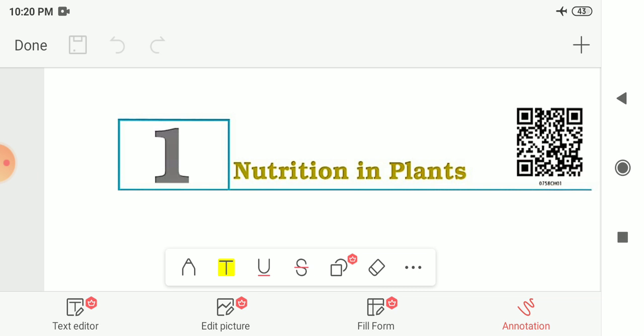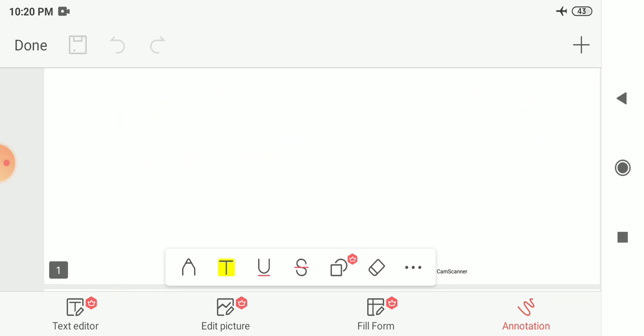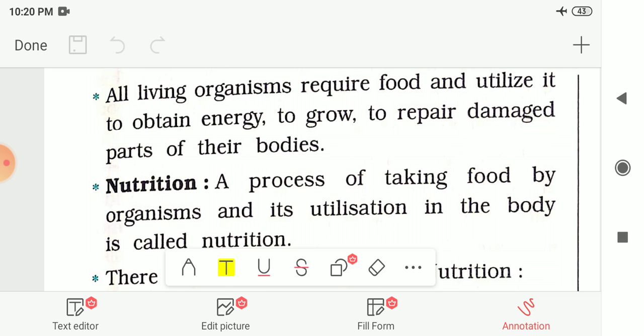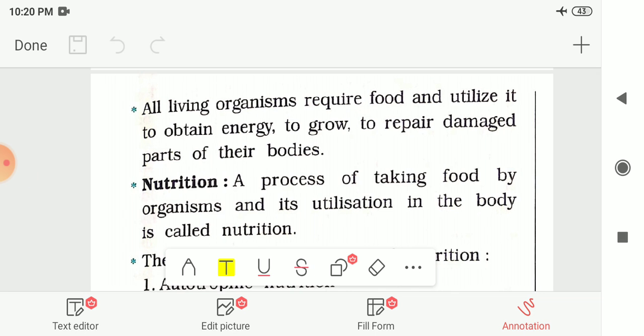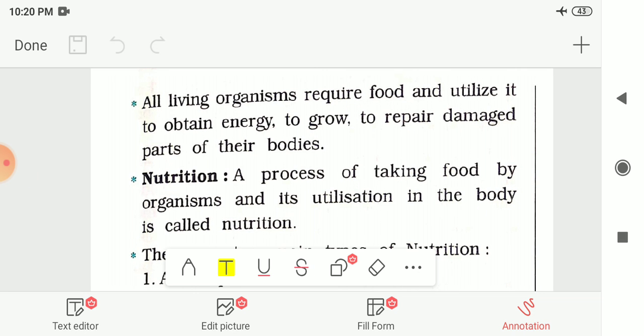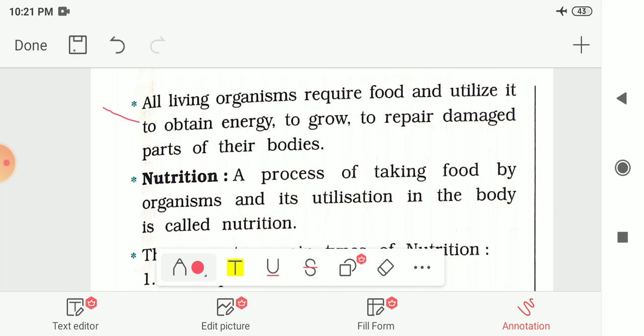The chapter number 1 is nutrition in plants. So in this chapter we had seen that all living organisms require food and utilize this food to obtain energy, to grow and to repair the damaged parts of their bodies. So we are taking this food to get the energy, to grow, to repair the damaged parts of our bodies. So this is why we are taking the food.